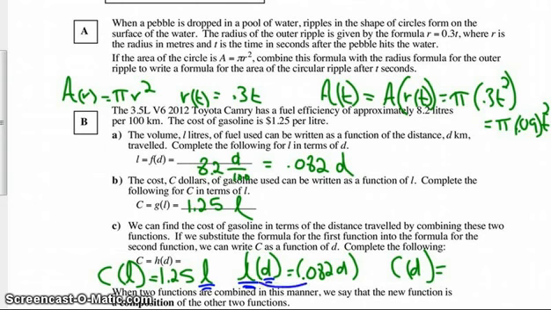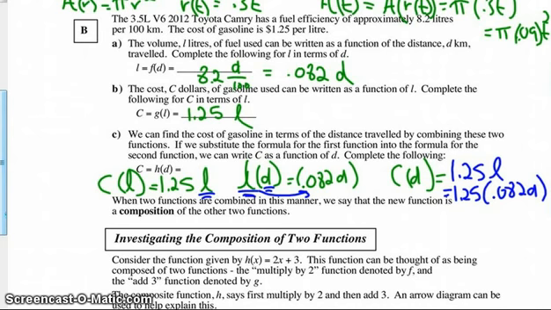Liters is equivalent to 0.082 D, so I can take that 1.25 L and rewrite it as 1.25 times 0.082 D. And so by having one function nested in the other function, we end up with a new equation which gives us the cost of the distance we travel, and that is 0.0125 D. So that's a real-world example of composite functions.